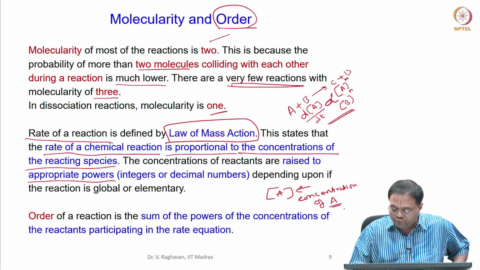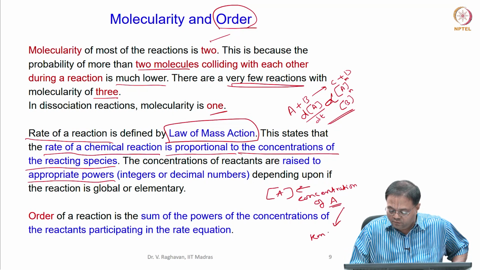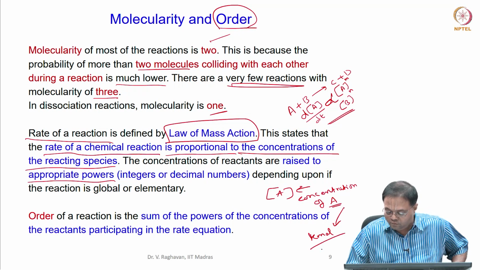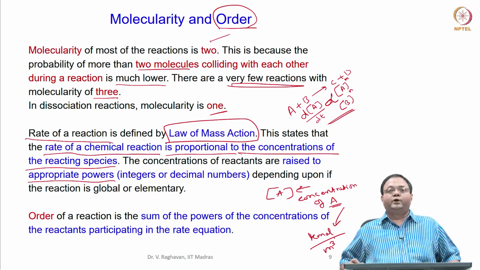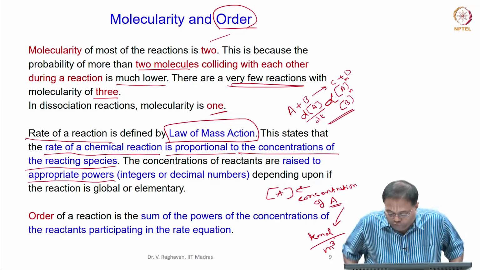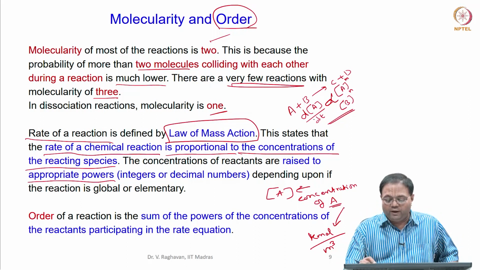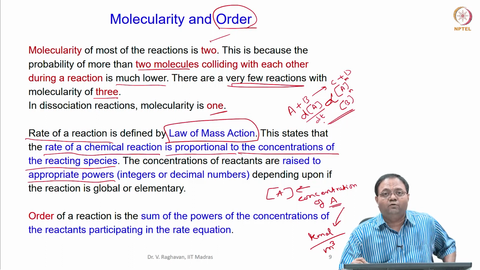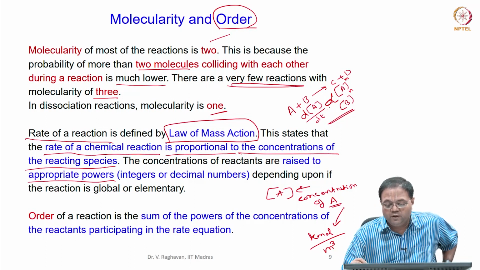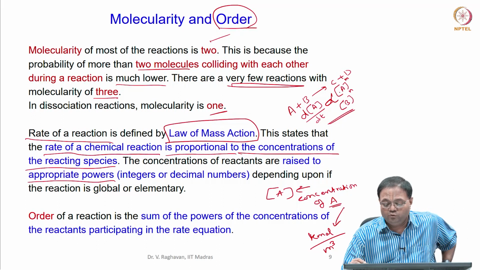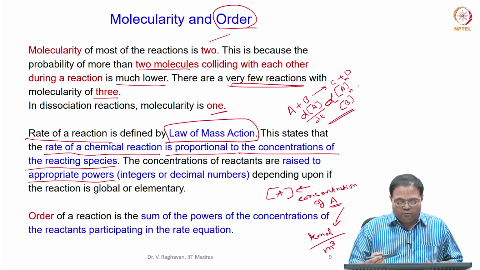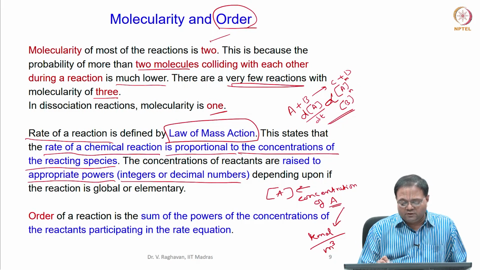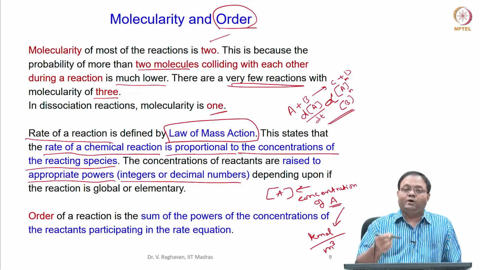Concentration is measured in kilomole per meter cube, that is the concentration of A. So, how the concentration of A varies with time, the rate of change of concentration of A with time, is proportional to the concentration of the reactant species. A and B are the reactant species, so A raised to some power M, B raised to some power N. Now these powers can be integers or decimal numbers, we have to see based upon what type of reaction it is.